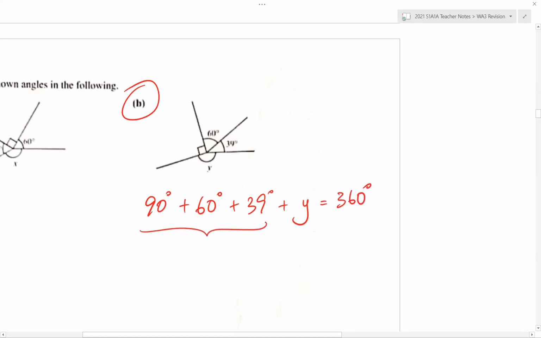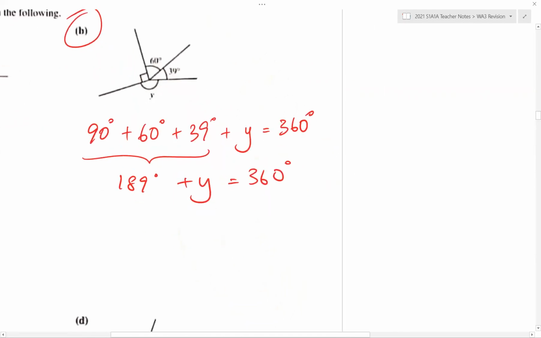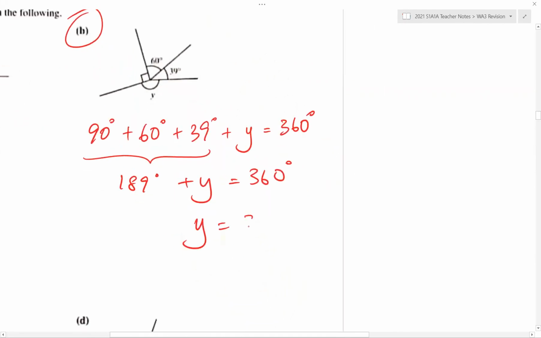So let's add everything on the left-hand side. 99 plus 90, 189 degrees, plus y, 360. So a value for y, 360 minus 189. How much is it? 171.